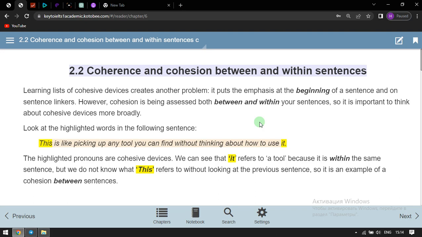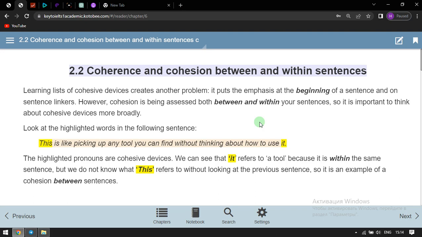However, cohesion is being assessed both between and within your sentences. So it is important to think about cohesive devices more broadly. Biroq bog'lovchilar, ya'ni cohesion gaplaringiz bir-biriga bog'lashingiz ham gaplaringiz orasida ham gaplaringiz ichida bo'lishiga qarab turib baholanadi va shuning uchun ham bog'lovchilar haqida biz kengroq fikrlashimiz kerak.